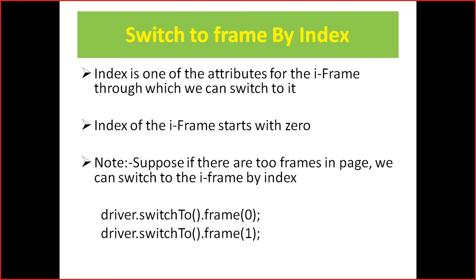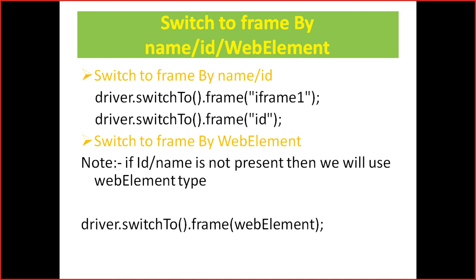Suppose there are two frames in the page, then how do we switch? By using the index. If you have multiple frames, then how to switch? By using the index we can switch: driver dot switch to dot frame, and we pass the index.